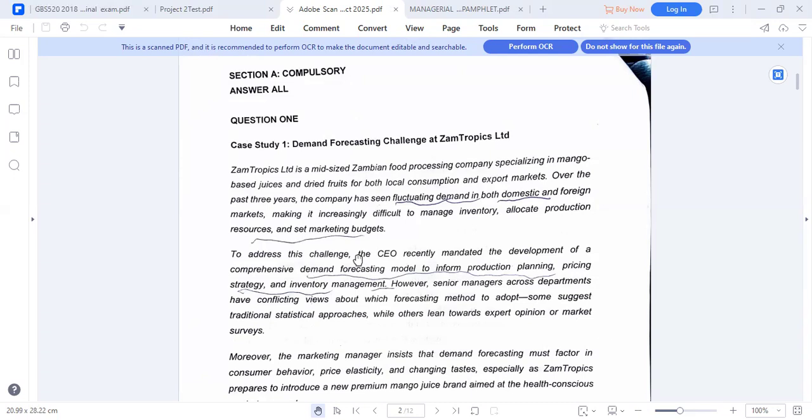To address this challenge, the CEO recently mandated the development of a comprehensive demand forecasting model to inform production planning, pricing strategy, and inventory management. However, senior managers across departments have conflicting views about the forecasting method to adopt. Some suggest traditional statistical approaches, while others lean towards expert opinion or market surveys.